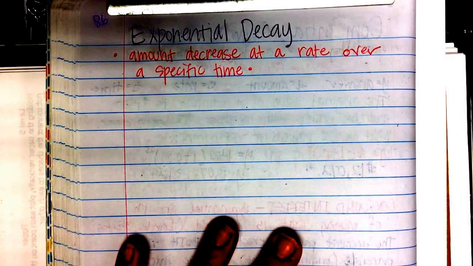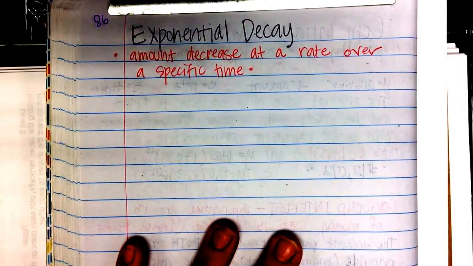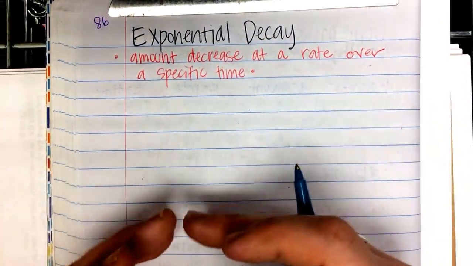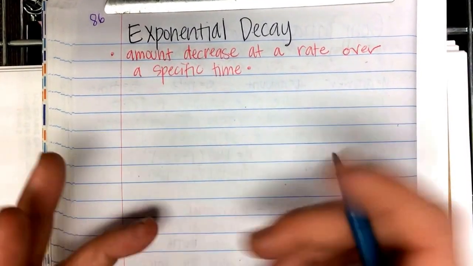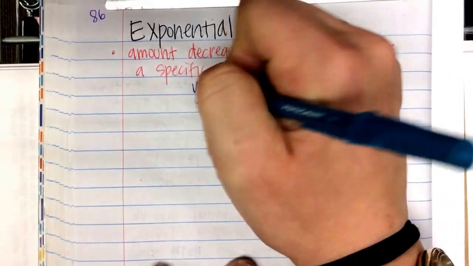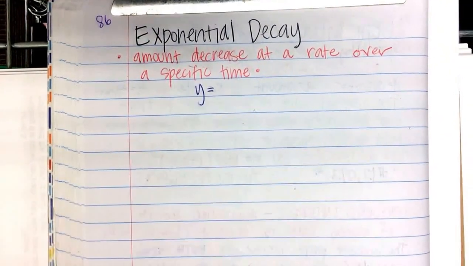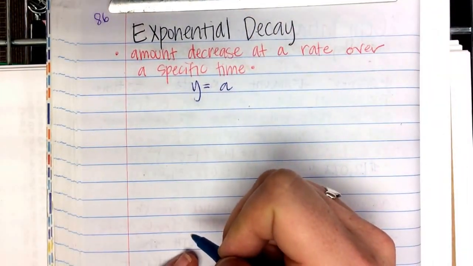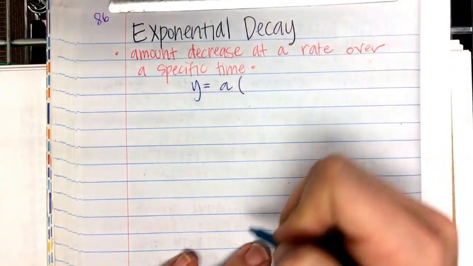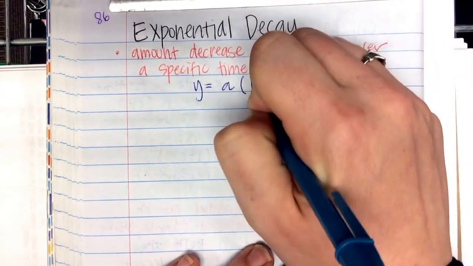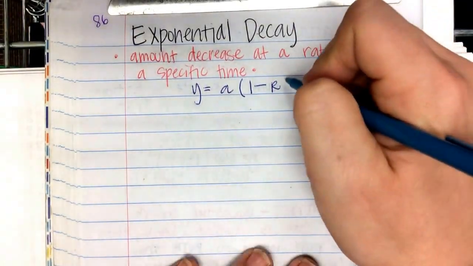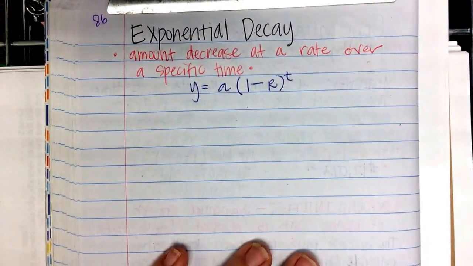So exponential decay has a formula, just like what we had yesterday. And Angelina was right. It's basically, instead of adding, we're going to subtract. So y equals, y is our answer, a, which stands for the amount that we begin with, times 1 minus the rate, to the power of t.